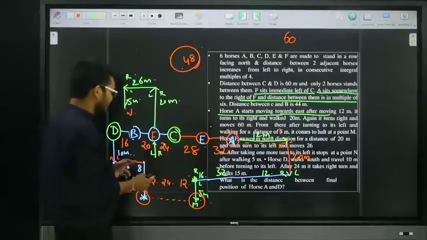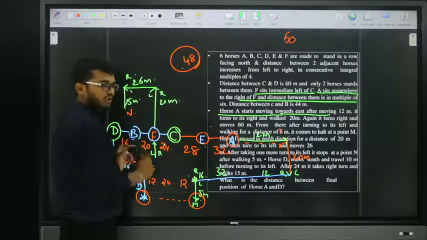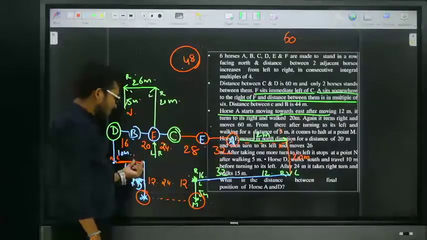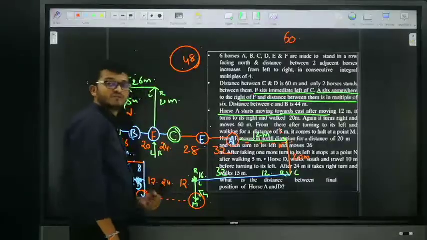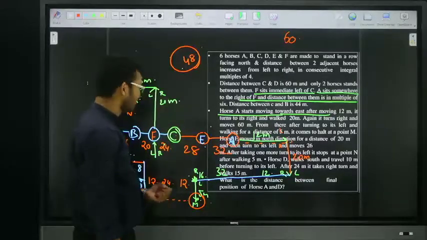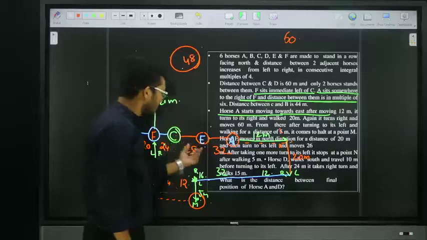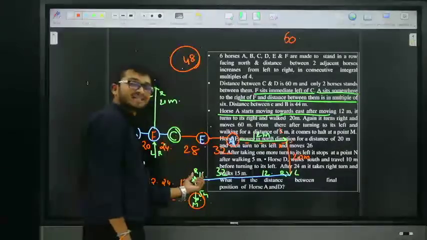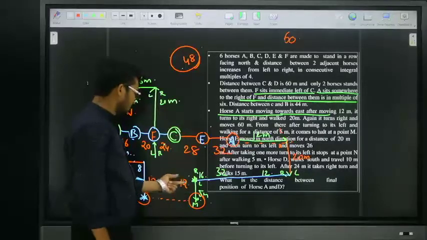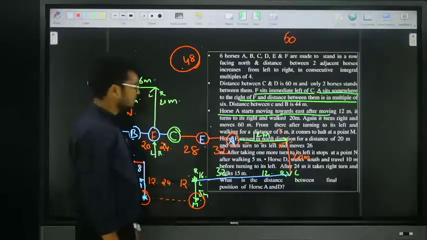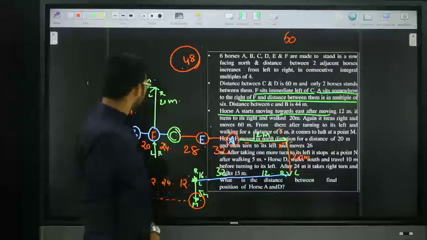This distance means, see here, BD total is 20. But the given is 8, so the remaining is 12. Between F and C the distance is 24. Between C and A the total is 28, but already 16 is completed, so the remaining is 12. Now 24, 12 plus 12, the total is 48.